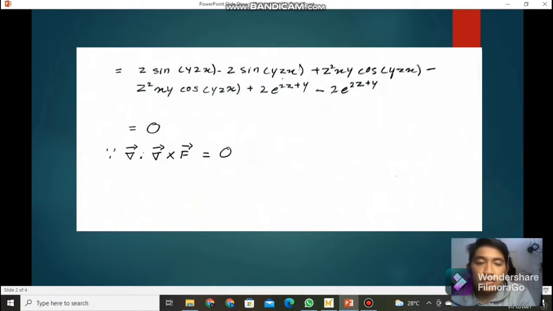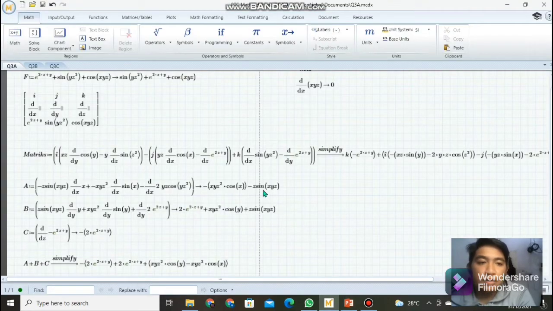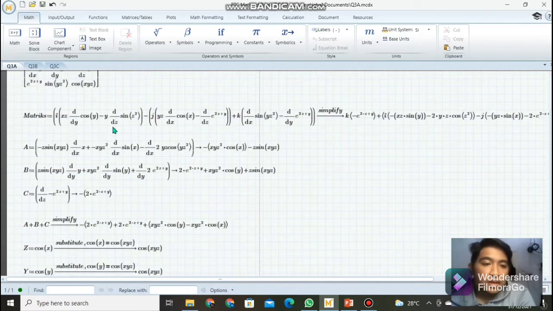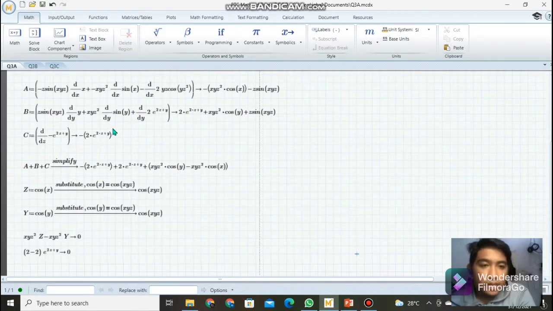So we need to use the simulation software. I use MATLAB simulation software to check whether my calculation is correct or not. I use this matrix function in MATLAB Prime because this question uses the matrix function. So as you can see, my final answer is true, like my manual calculation.